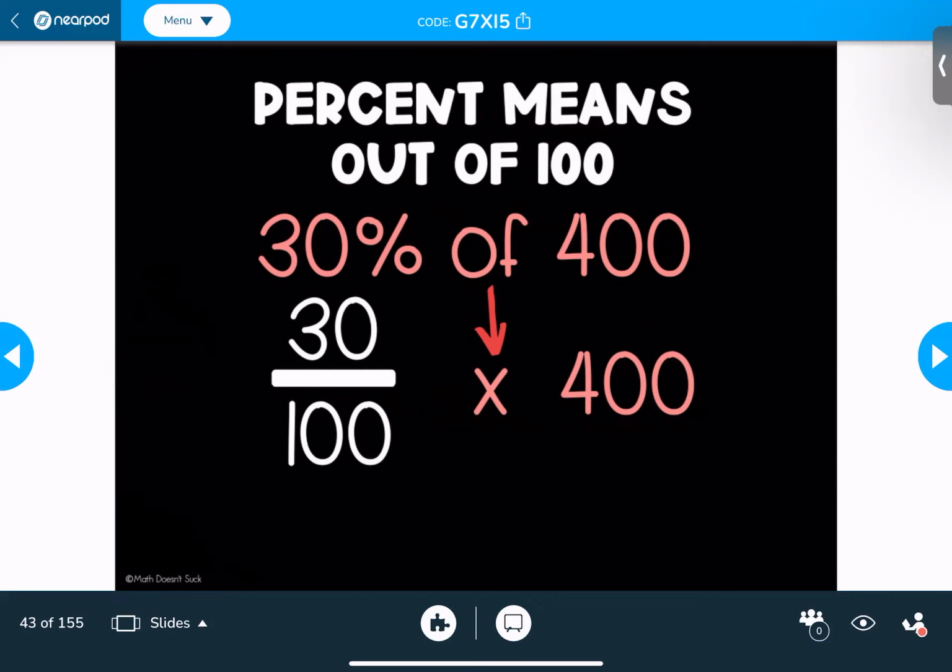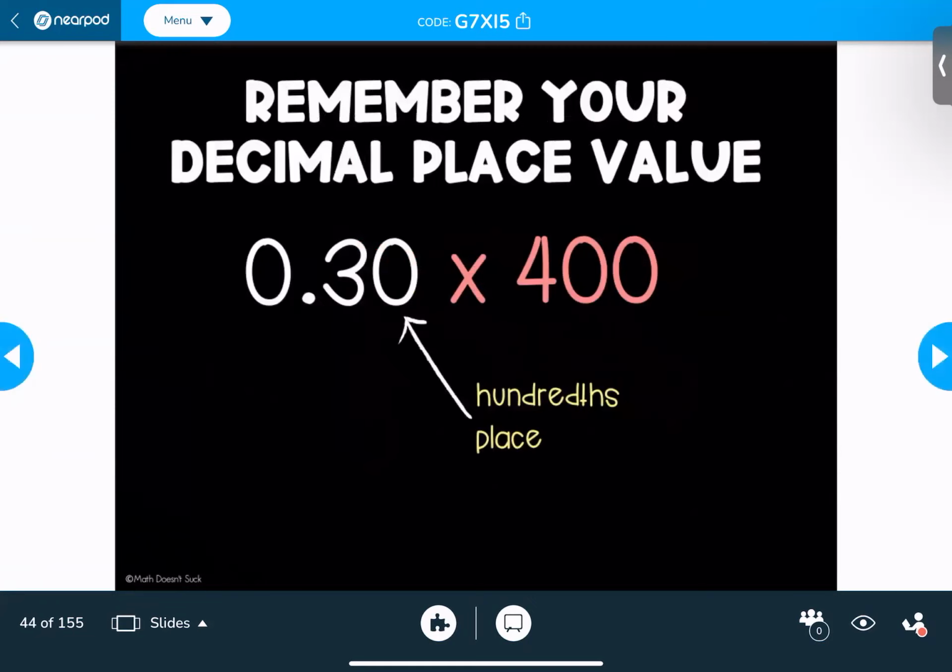Now, if our percent is over 100, let's say this was 300%, we would still write it over 100. It just means we have more than all of it. So 300% would be 300 over 100. But for today's purposes, 30%, 30 over 100. The word of tells us to multiply. So far we have 30 over 100, which is our percentage, and we're going to times it by 400. Now, to make it a little bit easier, we're going to take that fraction and write it as a decimal. Remember, 30% is 30 over 100, or 30 hundredths.